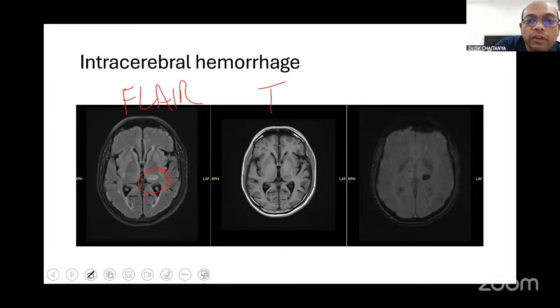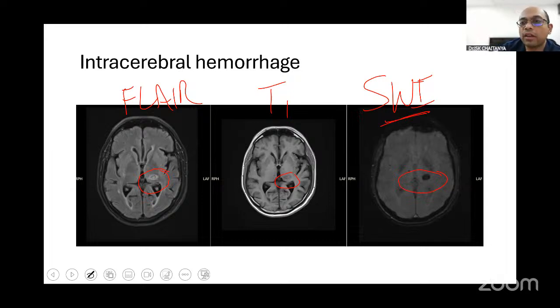The second one is a T1 image, and the third is an SWI image. As I said, when you have a suspicious lesion which looks hyperintense on a FLAIR image, and looks iso or hypointense on a T1 image, we suspect blood. And we confirm that by looking at the susceptibility weighted image, where blood or blood products are shown darker in color. So with this, we could identify that there is a bleed.